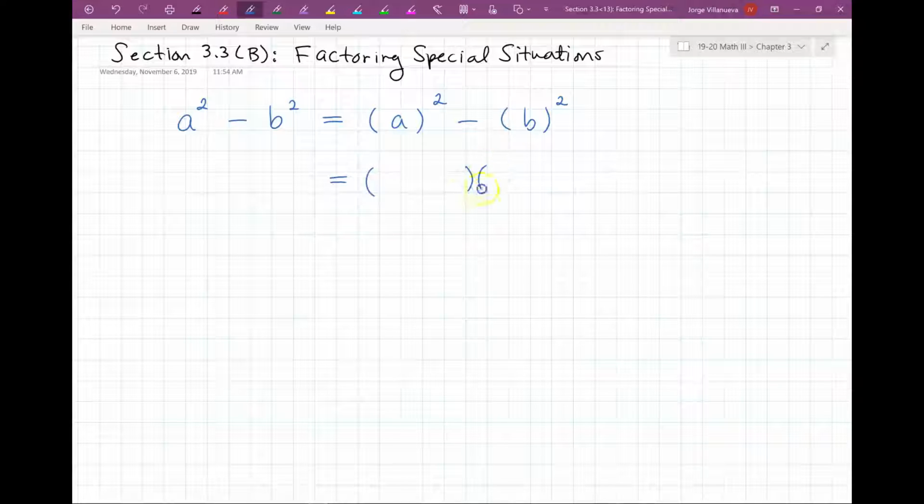You're going to make two parentheses, just like that. You're going to put your A's in the front of those parentheses, the B's in the back, and then just put a minus and a plus. There's no X method to this, okay? It's just literally notice the pattern and write it down. That's all you're doing.